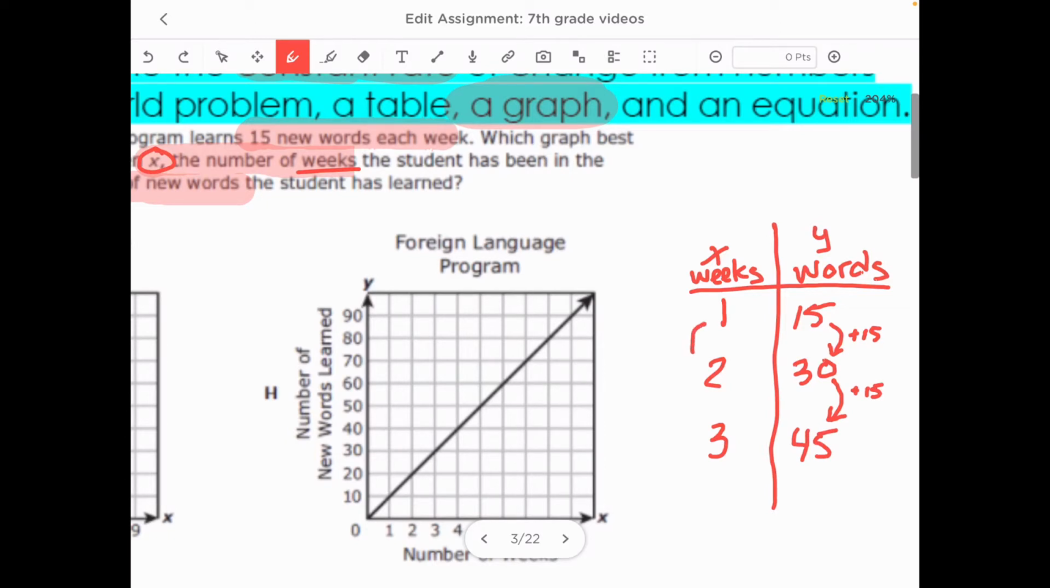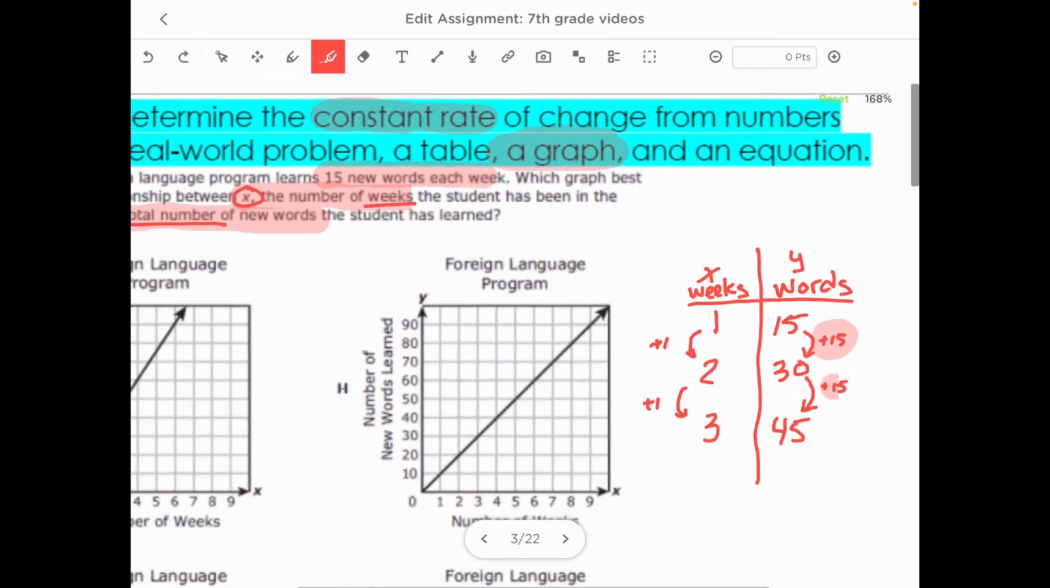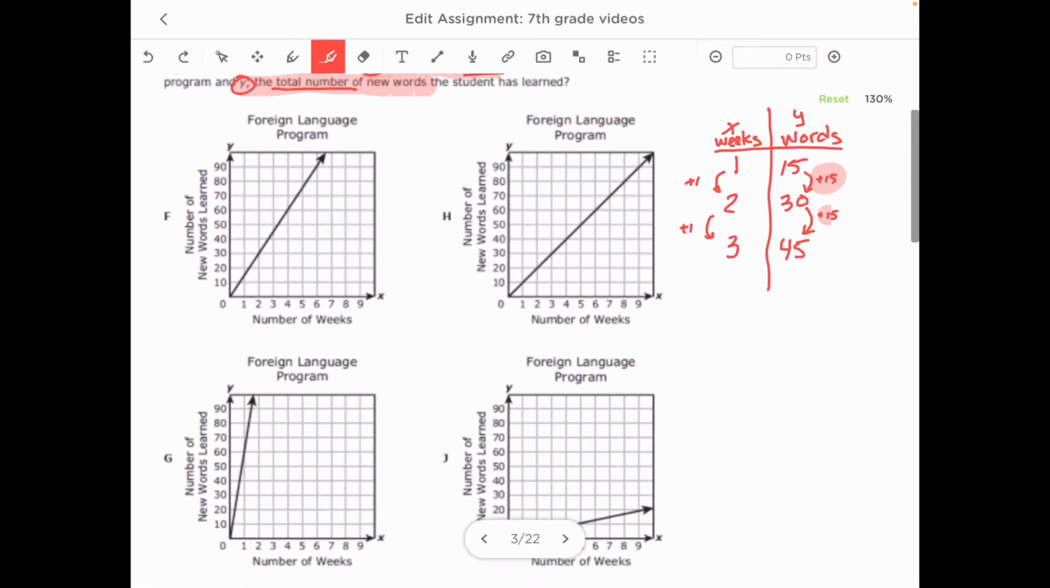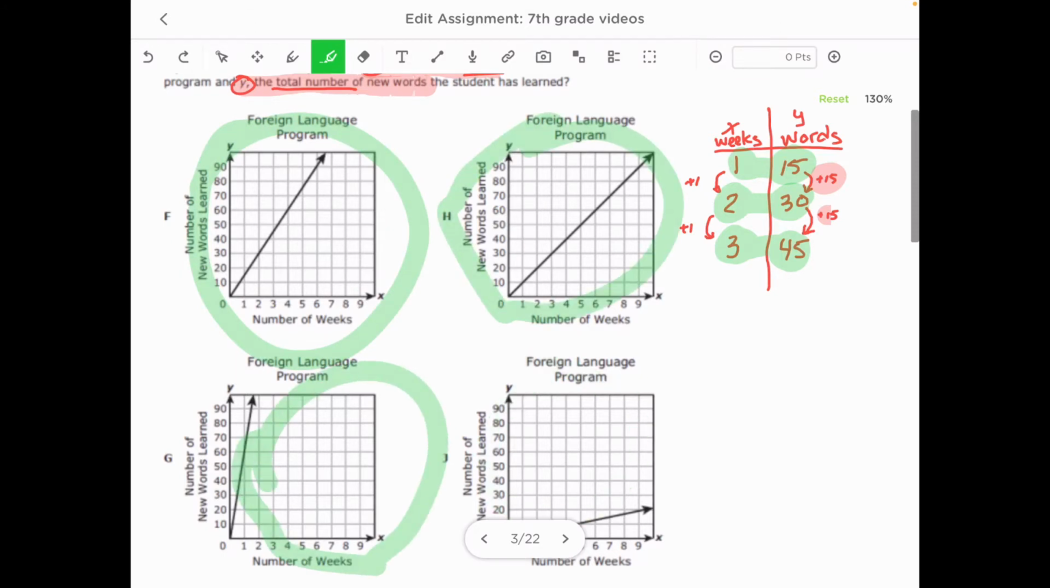So again, every 1 week we add, he learns 15 new words. We add another week over here, he learns another 15 more words, okay? All right, now that I have my table set up, I'm going to try and find these points right here. So 1, 15; 2, 30; 3, 45. I'm going to try and find those in my graphs right over here, okay? So let's start looking at that.